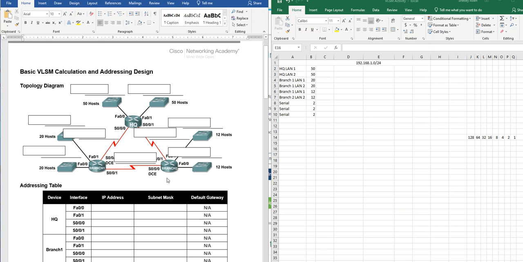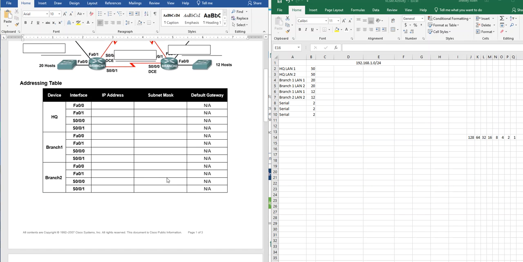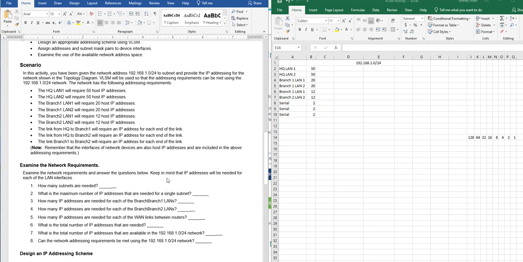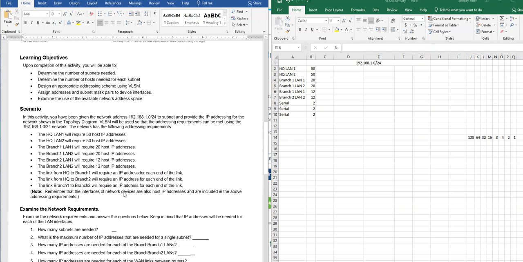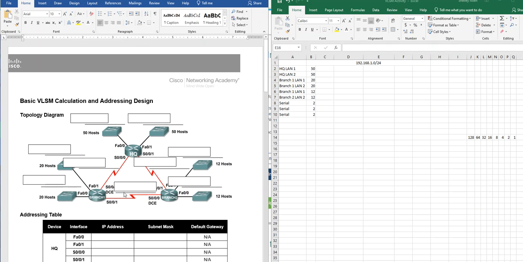In this exercise, I'll walk you through a basic variable length subnet masking calculation and addressing design. In this activity, you're given a topology and an addressing table and directions on how to actually go about doing this. If you've done traditional subnetting, you're used to every single LAN being the same, so it's the exact same number of bits borrowed. But in this scenario with VLSM, you have different hosts.